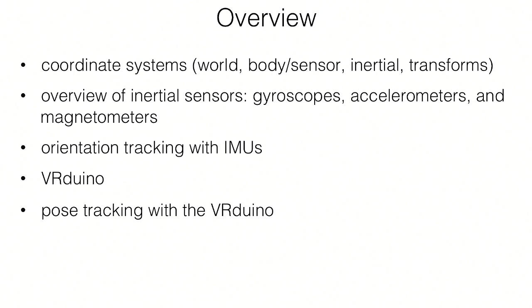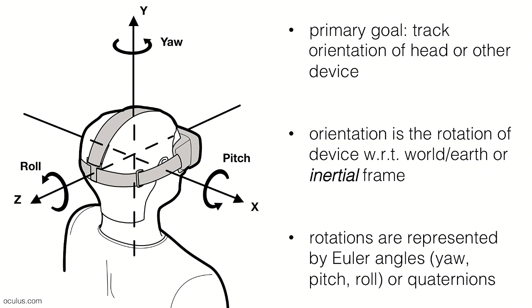So what we'll be talking about in the next little while is the coordinate systems that are important for orientation tracking and positional tracking. We're going to give you an overview of inertial measurement units like gyroscopes, accelerometers, and magnetometers. We'll talk about how we do the orientation tracking on IMUs. This is largely based on Steve LaValle's work that he did originally at Oculus on the DK1. It's published in a paper from 2014. There's also a textbook by him. We'll talk about the vArduino and how we implemented it with our open source hardware. And then I'll talk about pose tracking, so positional tracking. But first, let's do orientation tracking.